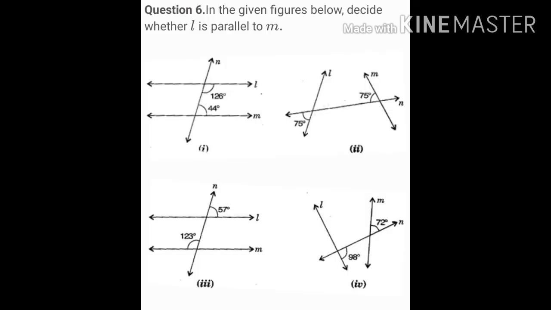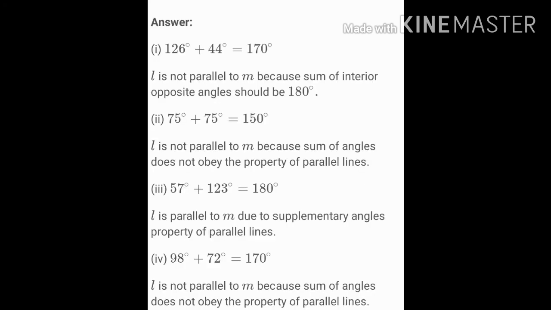Question 6. In the figure below, decide whether L is parallel to M or not. Now we have to prove this with the help of the given figures. There are 4 figures we are going to solve one by one, right? So co-interior angles are given. We are going to check whether the sum of these 126 and 44 is 180. No, it is 170. So L is not parallel to M because the sum of interior angles should be 180 degree.